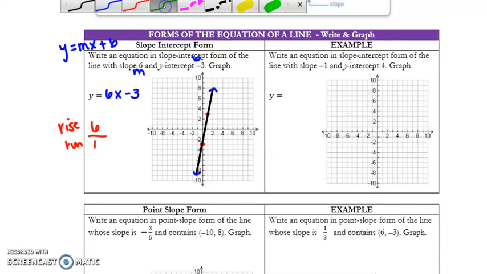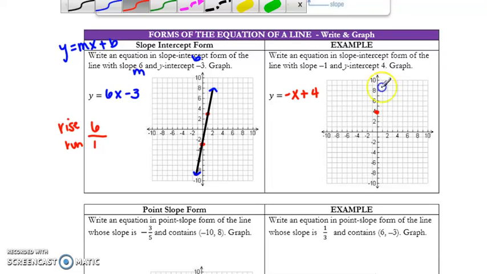Okay, so if you want to try this next one on your own, go ahead and pause and try that, and then check when you're ready. So -1 for the slope should be a -x, or you can put the 1 if you want. We normally don't put that 1. It's just assumed that it's there.